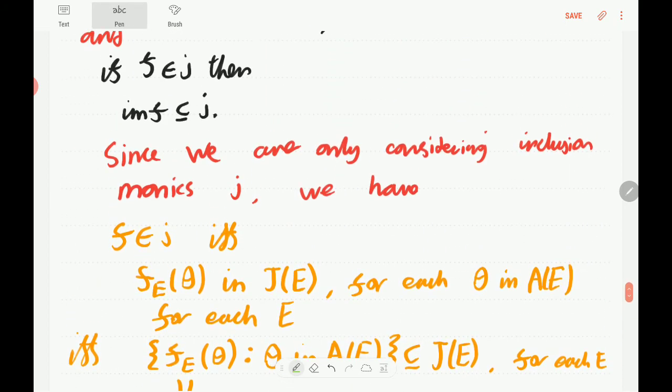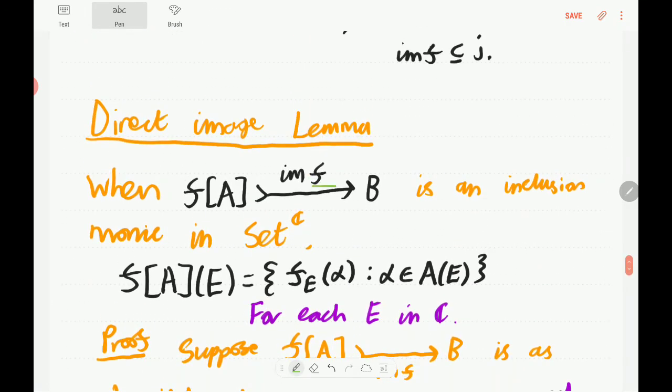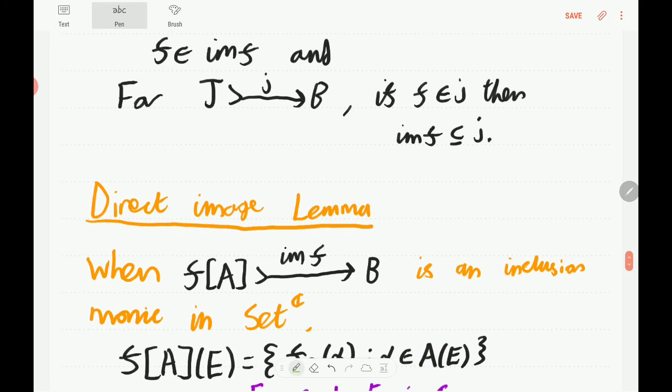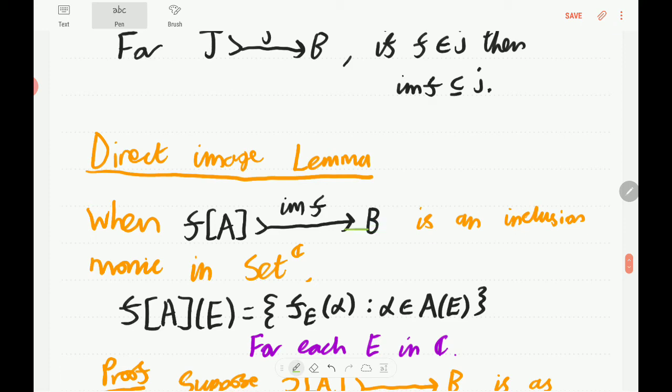Okay, so we've basically shown that, yes, we can make the direct image of F in this form. We can have it as an inclusion monic into B, where this set of E-type elements of the source object is just the set of images of E-type figures of A under F, which makes sense because this thing's called the direct image, okay? So once again, we see that direct images in set to the power of C are just high-dimensional analogues of what they are in the category of sets.